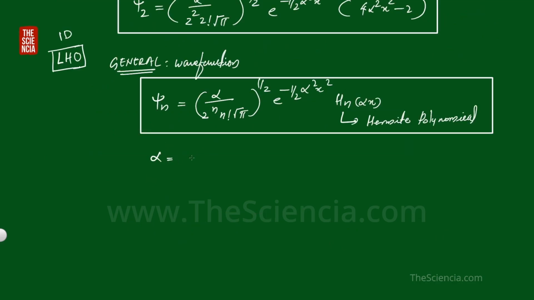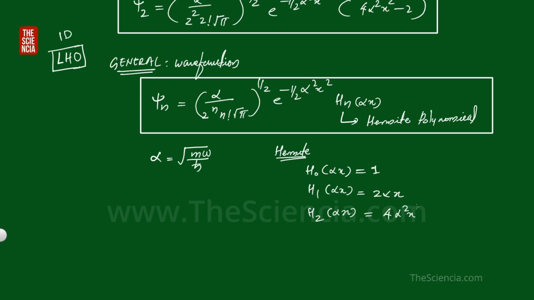Where alpha is equal to root of m omega by h cross, and the various values of Hermite polynomial are H0 of alpha x, that is equal to 1, and H1 of alpha x equal to 2 alpha x, and H2 of alpha x equal to 4 alpha square x square minus 2, and H3 of alpha x is equal to 8 alpha cube x cube minus 12 alpha x.